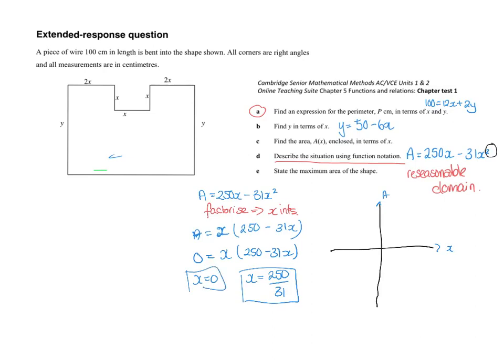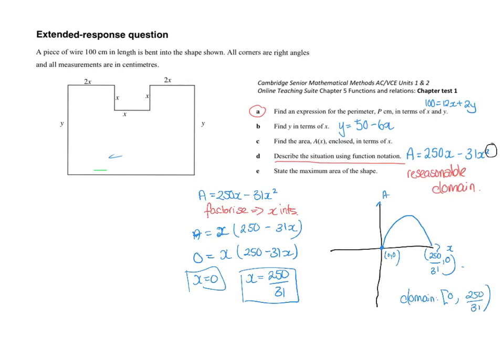So if we're sketching this, it looks something like that. Now we're never going to have a negative area, so we're not going to go down there. So we know that's 0, 0, and the other one is 250 over 31, 0. So we can see now our domain is really restricted to 0 up to 250 over 31.